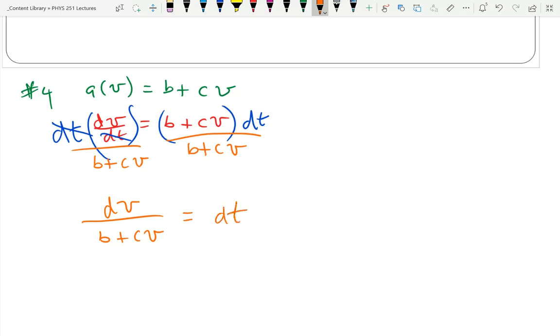Would these be motion problems? They are kinematic problems, yes. But in this case, you're using the calculus form of your definitions of velocity and acceleration, right? You're not using kinematic equations at all. This is how you derive kinematic equations. So now we have v's on the left side, t's on the right side, and once again, we can integrate.